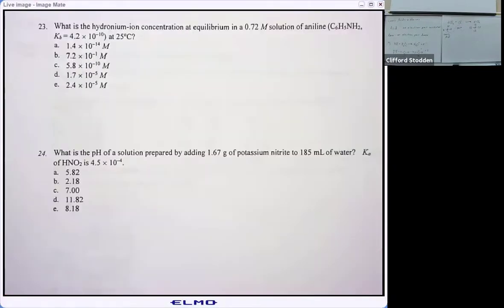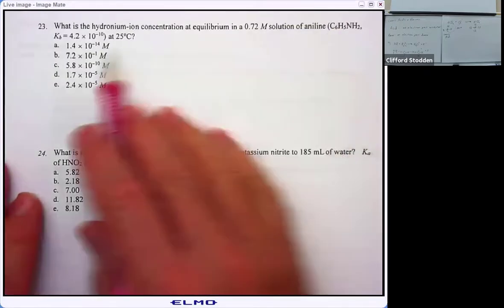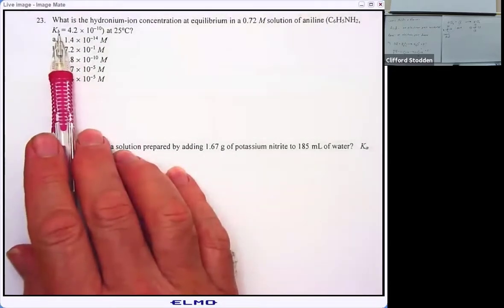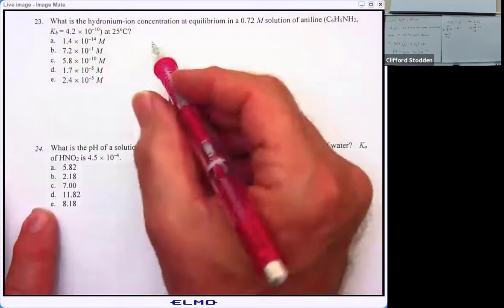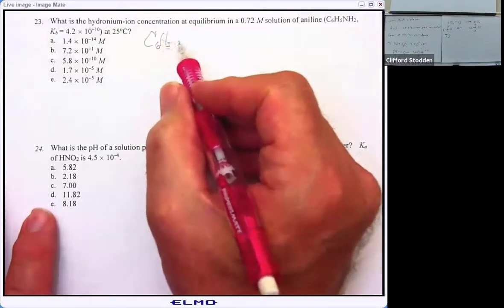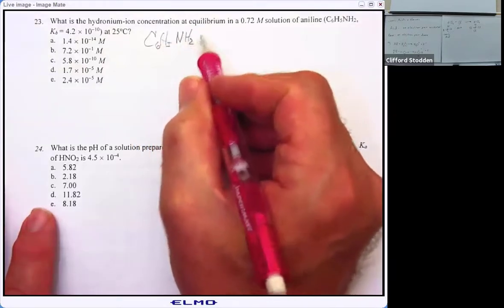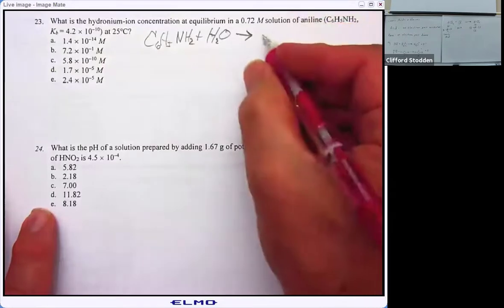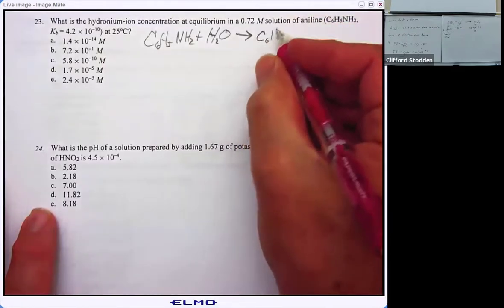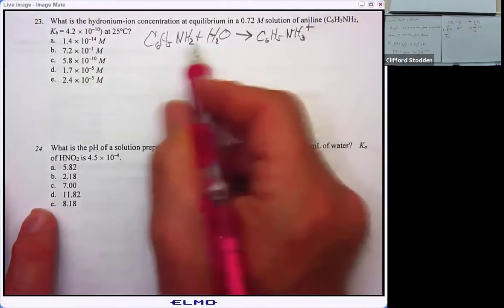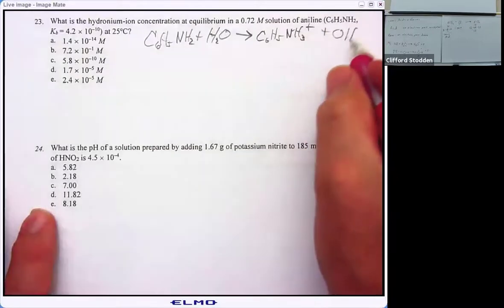What is the hydronium ion concentration at equilibrium in a 0.72 molar solution of aniline? So aniline is a base. How do you know that? Well, you know that because you're not given a Ka here, you're given a Kb. It's a little b there. So that tells you to write this equilibrium out like this: C6H5NH2 plus water going to C6H5NH3 plus. So you pick up a hydrogen on this one, leaving behind the hydroxide.